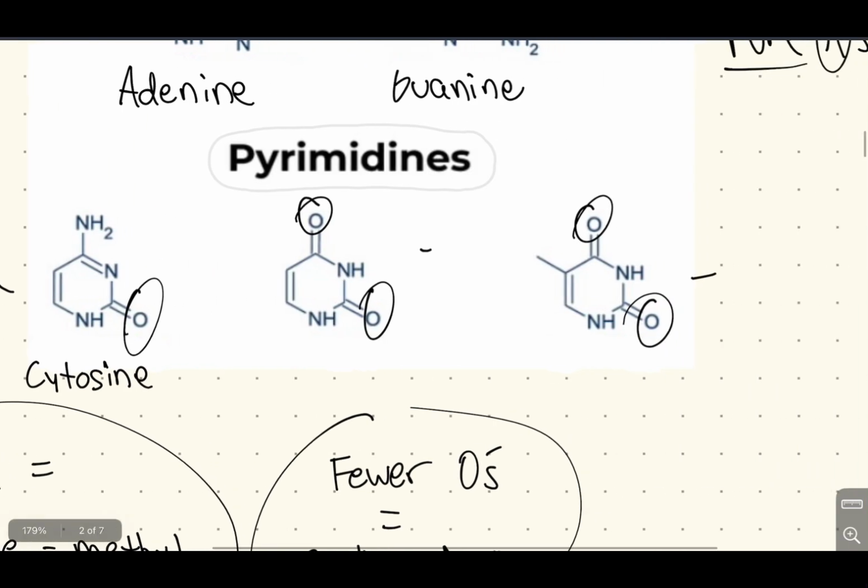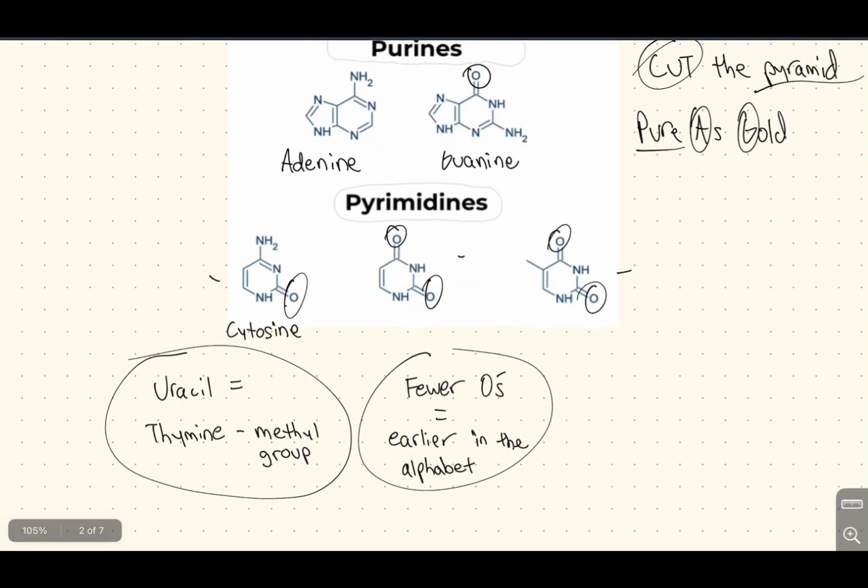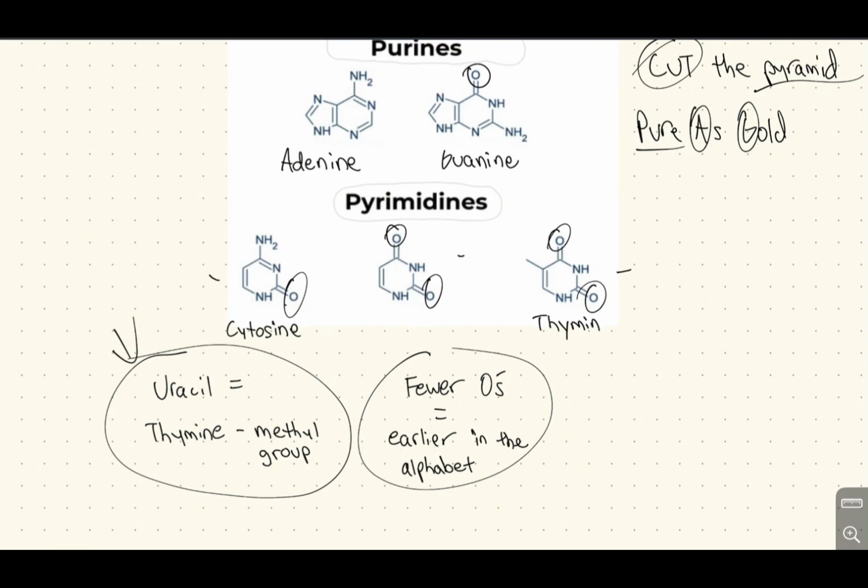The other 2 pyrimidines don't follow the same rule, however, because they have an equal amount of oxygens. That's why we use the other rule, which is that uracil is just thymine minus its methyl group. That's why we know that the third pyrimidine is thymine because it has a methyl group, and the second pyrimidine is uracil. That's the answer.